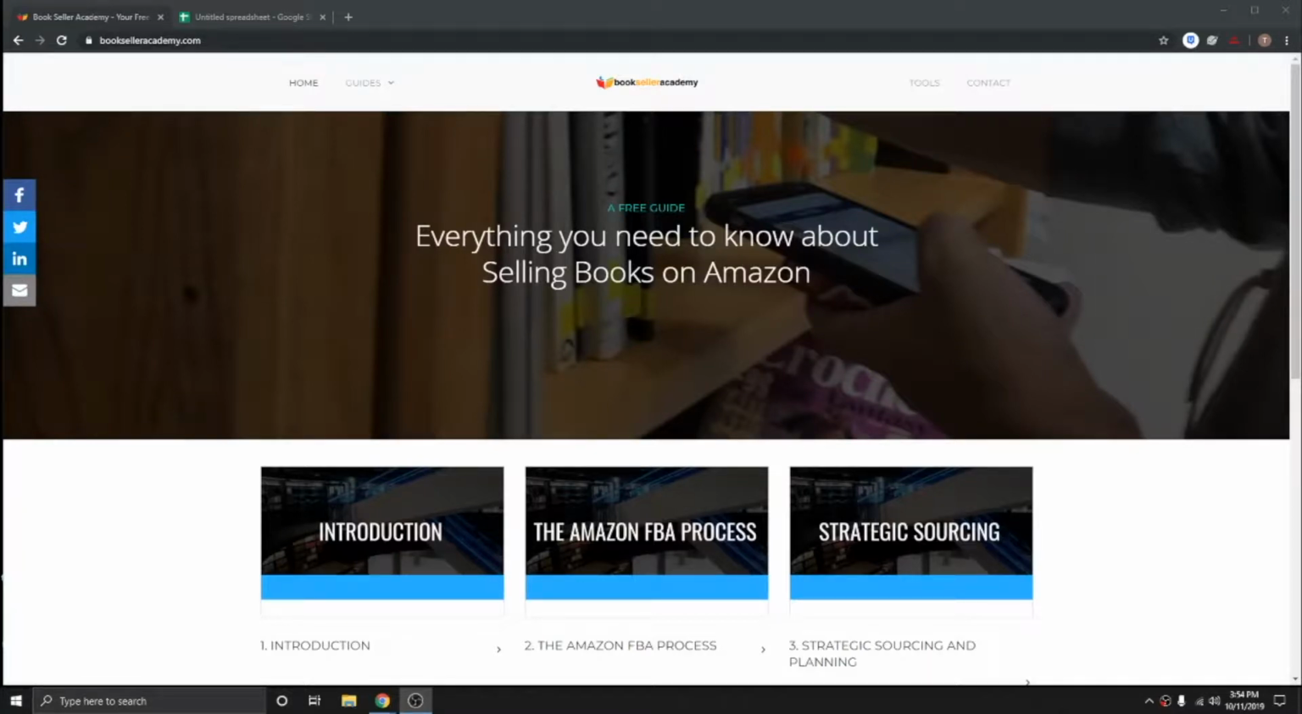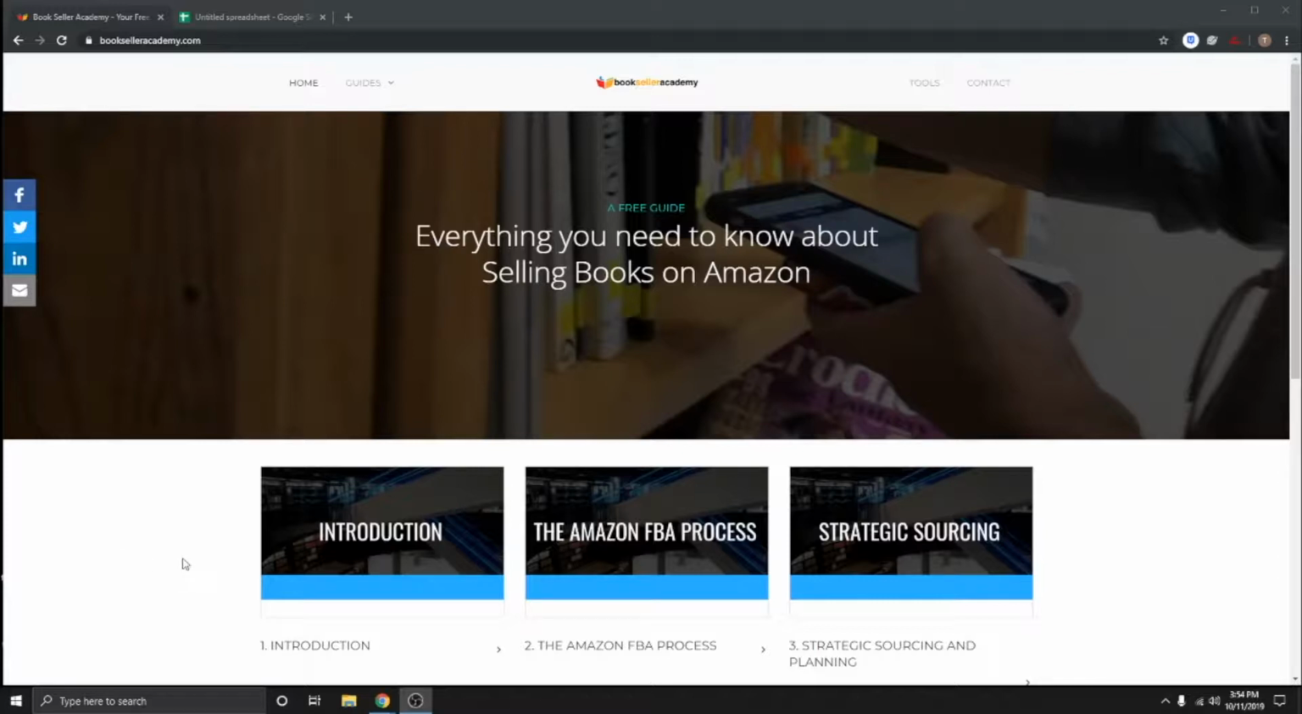Today we're going to talk about scaling and failing. Scaling your business with books or even RA or OA or private label. To do that, we're going to actually use Google Sheets.